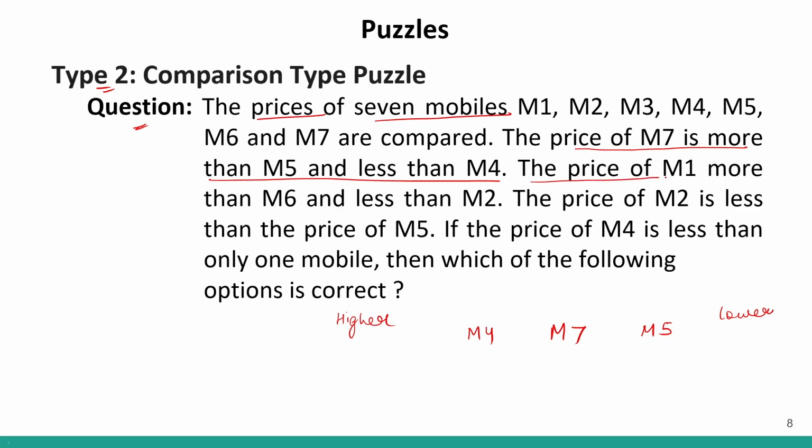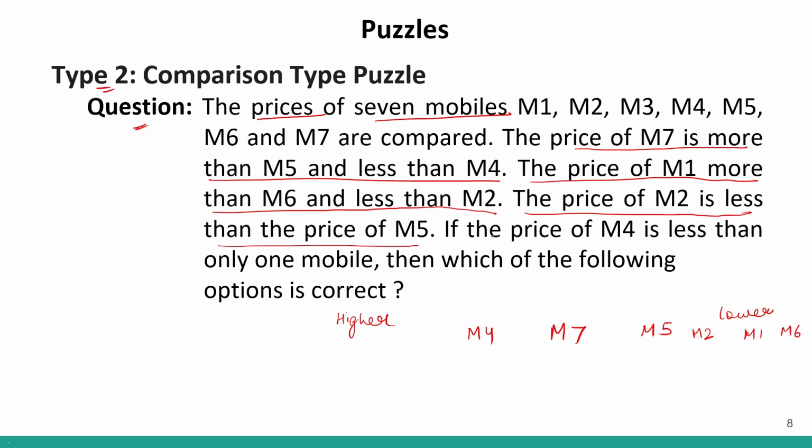It is given to us the price of M1 is more than M6, less than M2. Again, this information we will hold, we cannot use it yet. The price of M2 is less than the price of M5. So if price of M2 is less than M5, that means M2 will come over here, correct? With this, we can put M1 and M6 because M1 was more than M6, less than M2. And M2 is less than M5.